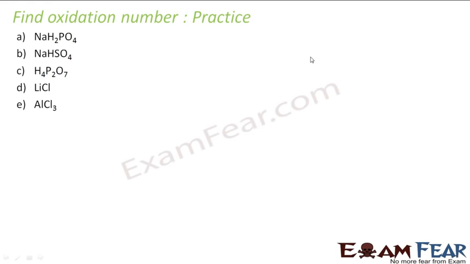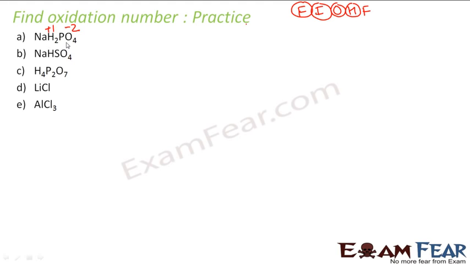Let's take some examples. Let's practice how to find oxidation number. Let's take the first example, NaH2PO4. The rules we have are: free element, ion, oxygen, hydrogen, fluorine. Free we can't apply because this is not a free element. Ion we can't apply because it's not an ion. Oxygen we can apply, so oxygen is -2 here. Hydrogen we can apply, that is +1 here. Fluorine, there is no fluorine here.